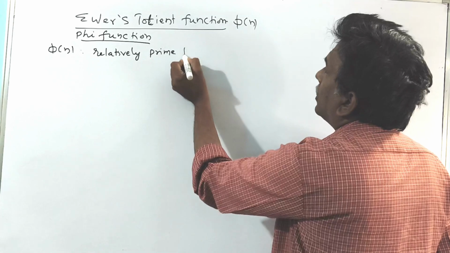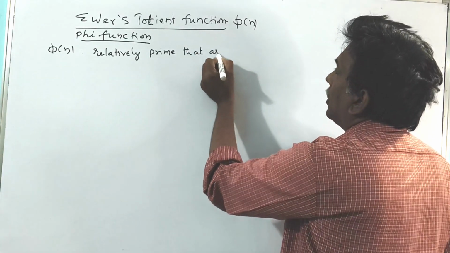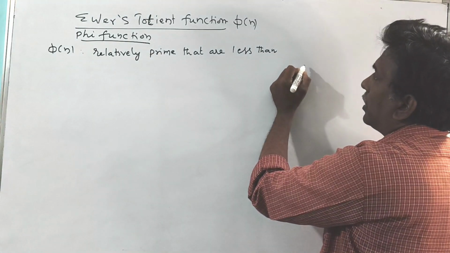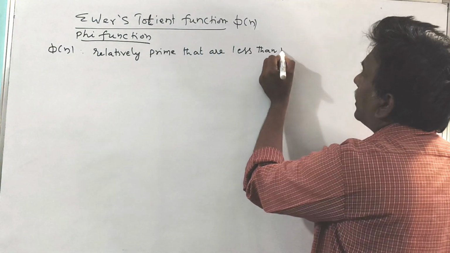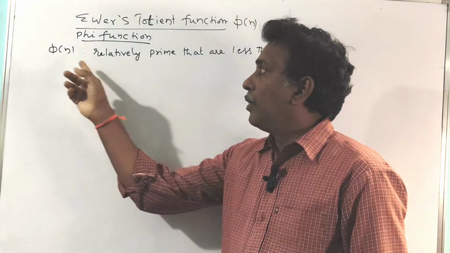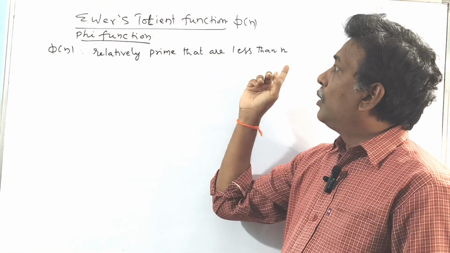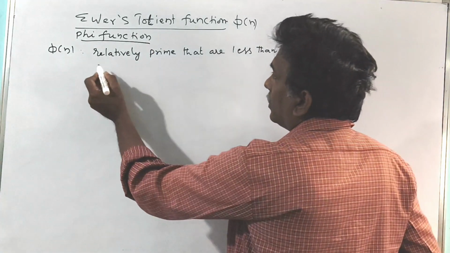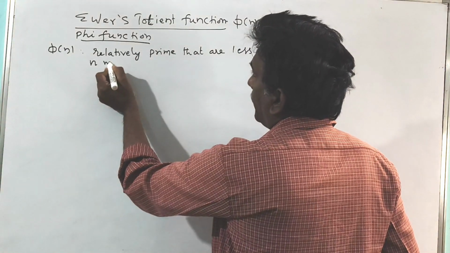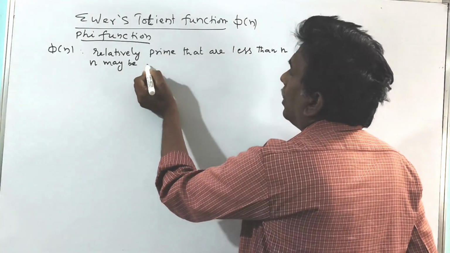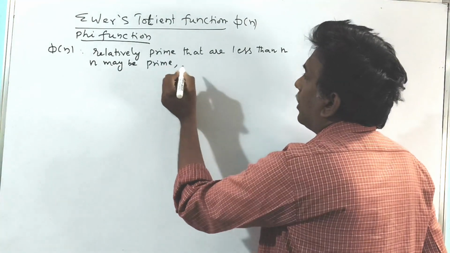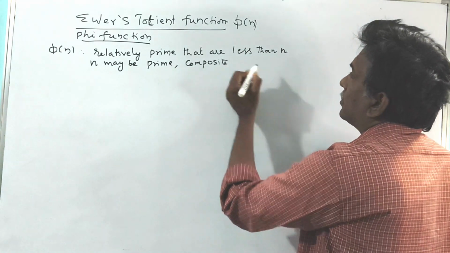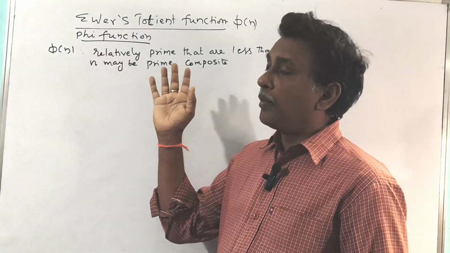Relatively prime and less than n. Okay, this is the first condition. Whatever n you take, the numbers below n that are relatively prime to it are counted. Note that n may be prime or may be composite.